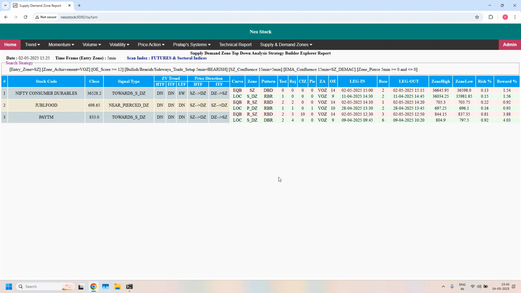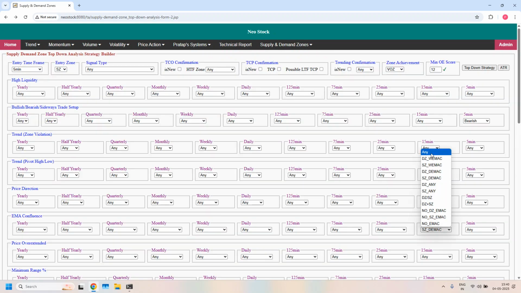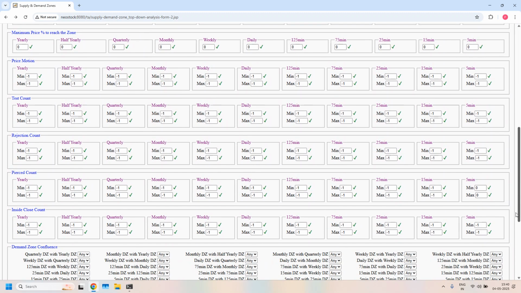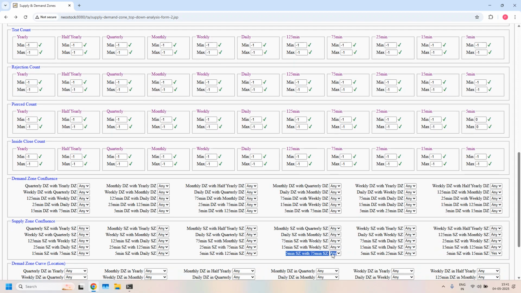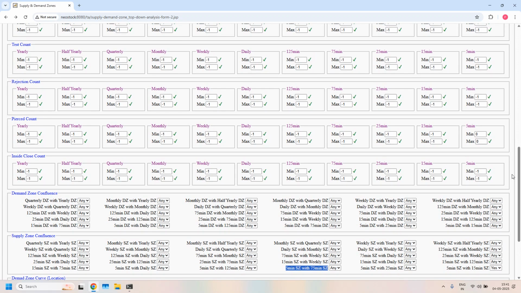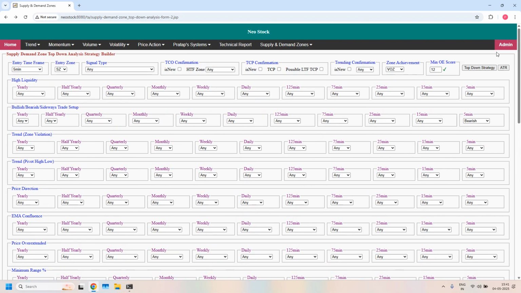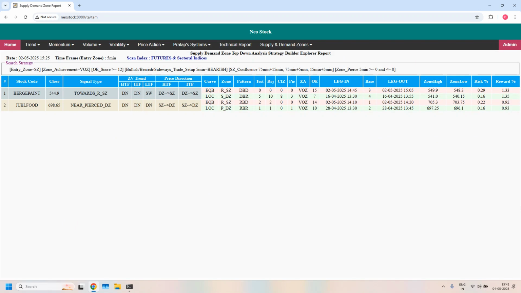Okay, next let us filter based on LTF, ITF, HTF supply zone confluence, that is 5 minute, 15 minute and 75 minute supply zone confluence. I removed the EMA filter. In the supply zone confluence, we have to set 3 filters. First filter is already enabled, 5 minutes and 15 minutes. Next, 5 minute and 75 minute supply zone confluence. Enable the filter. Next, the 15 minute and 75 minute supply zone confluence filter is also enabled. With all the 3 filters, we got 2 stocks.